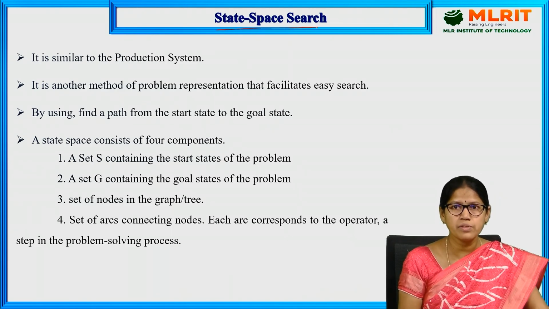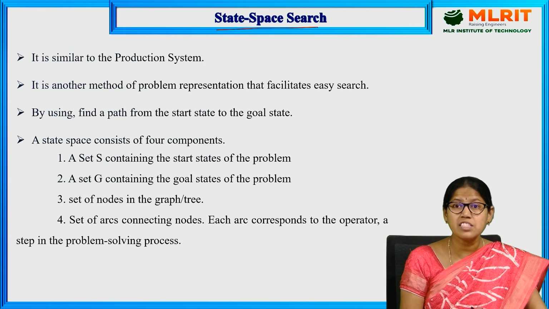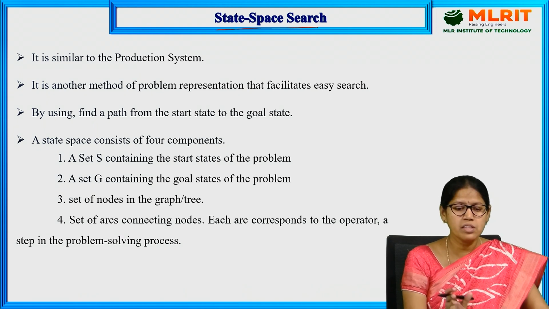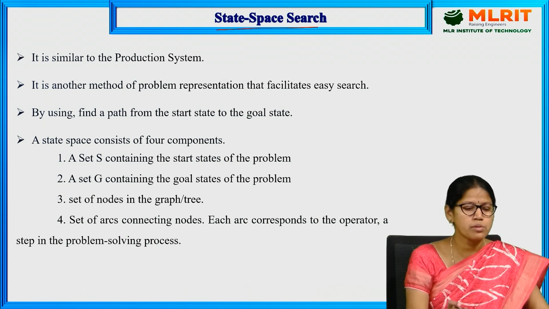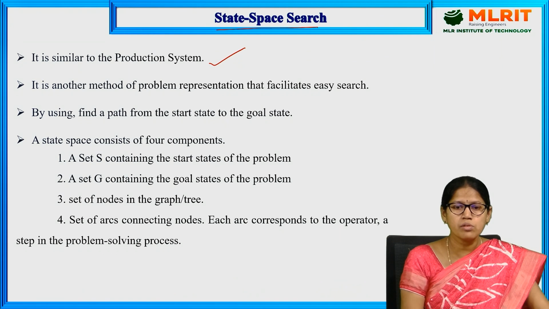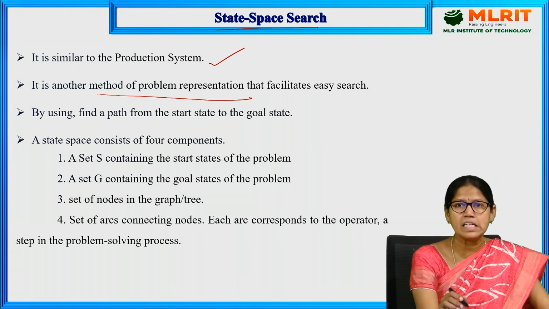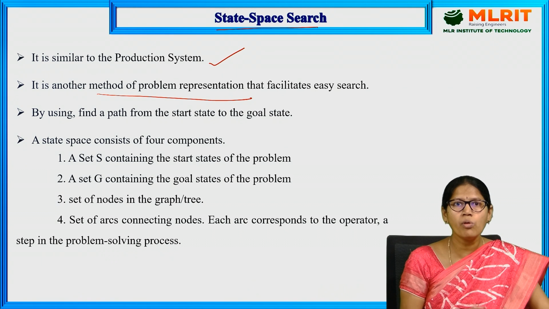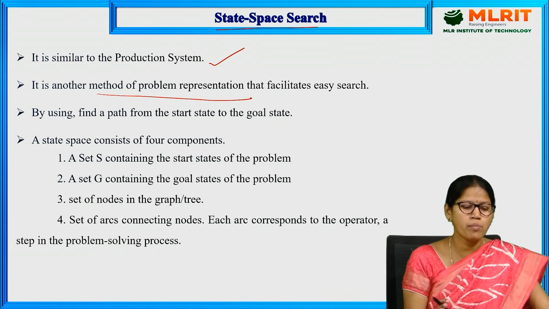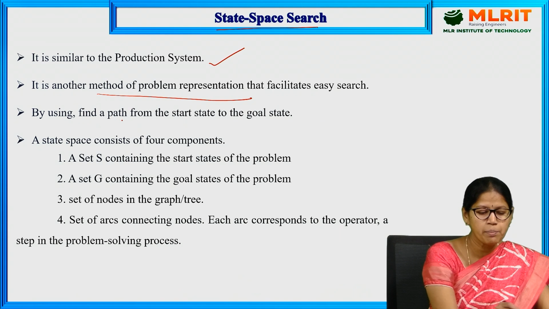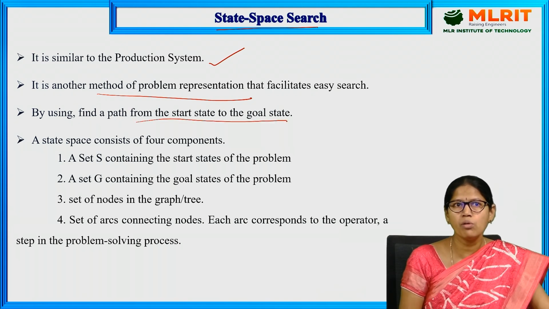In the last video, we already saw general problem solving, in which we have two concepts. The first one is the production system and the second one is state space search. State space search is also similar to the production system. It is another method of problem representation that facilitates easy search. It's more convenient to search the problem statement. By using this, we find a path from the start state to the goal state.